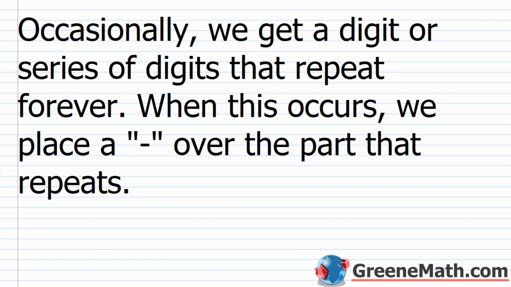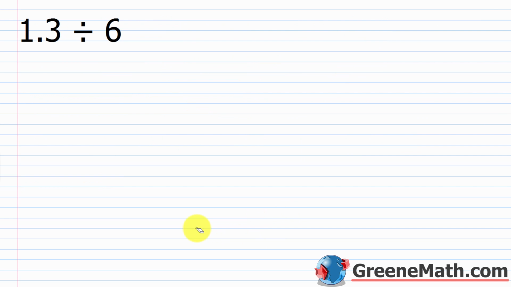So let's take a look at this other scenario that you're going to run into. Occasionally, we're going to get a digit or series of digits that repeat forever. So when this occurs, we place kind of a bar over the part that repeats. So if I got an answer that was 4.33333, and that 3 just kept continuing forever, what I do is I just put a bar over the 3. Or if I had 3 digits like 367, 367, 367, I would just erase these and put a bar over the 3, 6, and 7, right? The part that repeats.